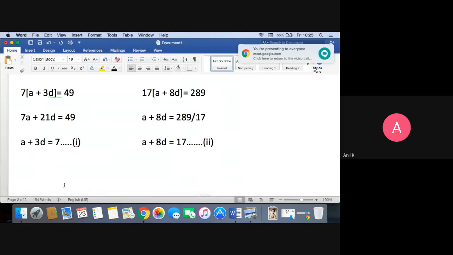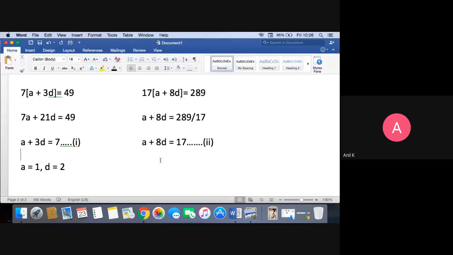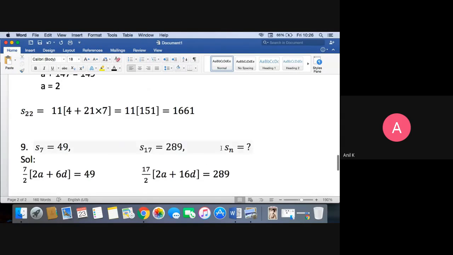Okay, let me cross check. This 5 will come. 5D equals 10. D is 2. If D is 2, A is 1. So A equals 1, D equals 2, after solving both the pair of linear equations. What exactly is the question they ask? Sn value, right? Now A value is known, D value is known. They want Sn value.